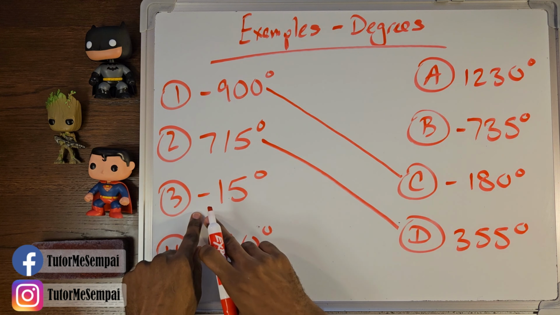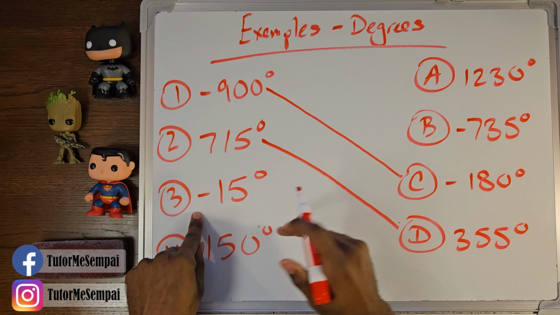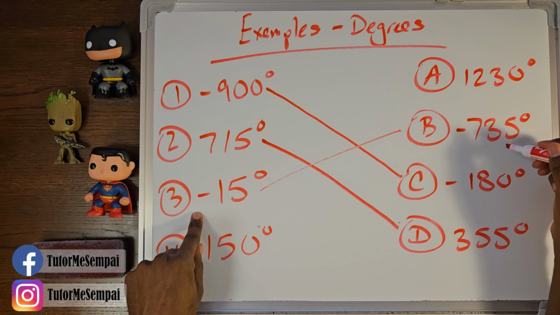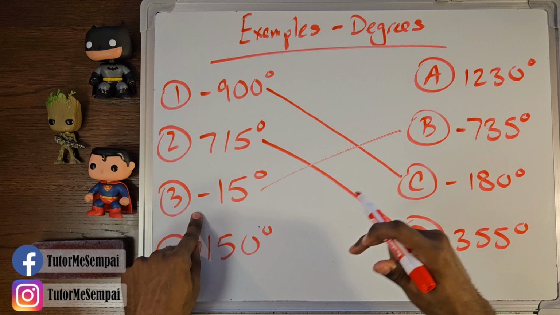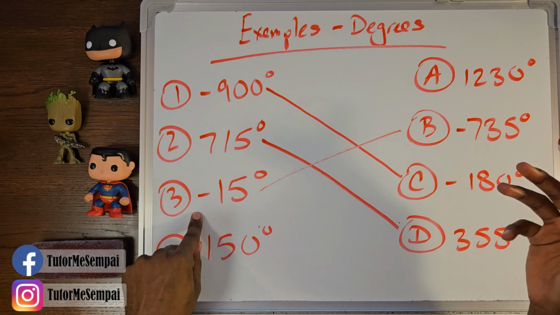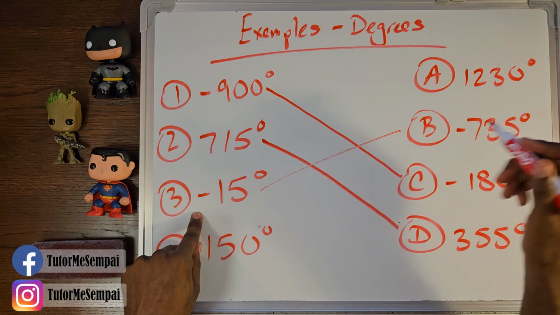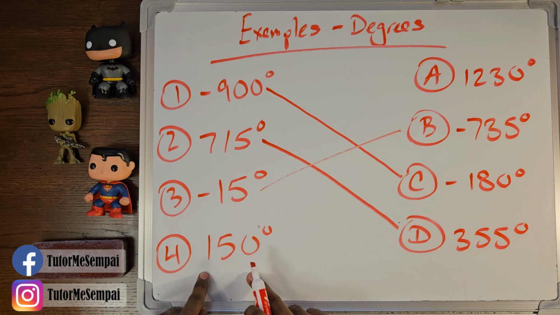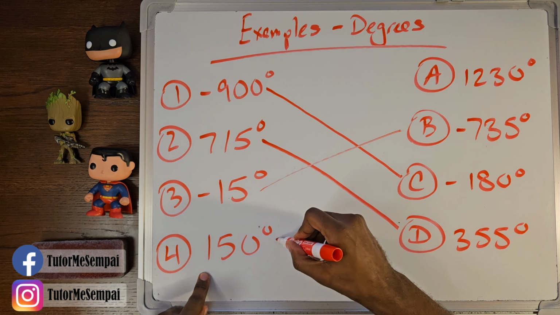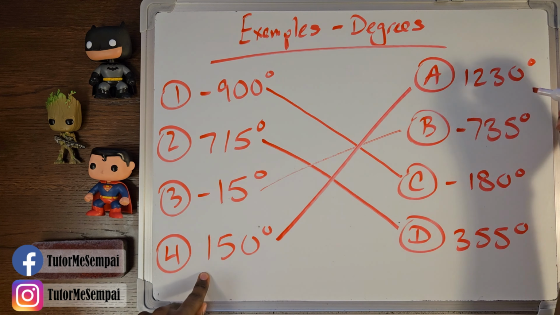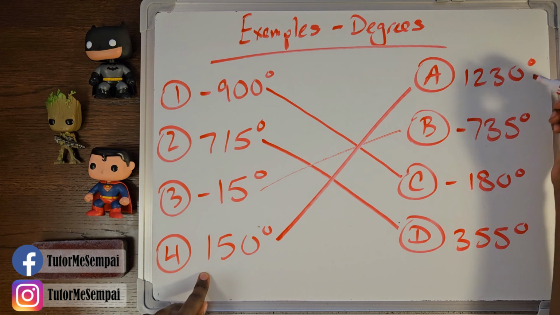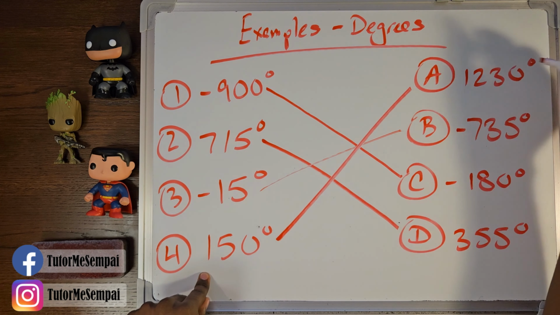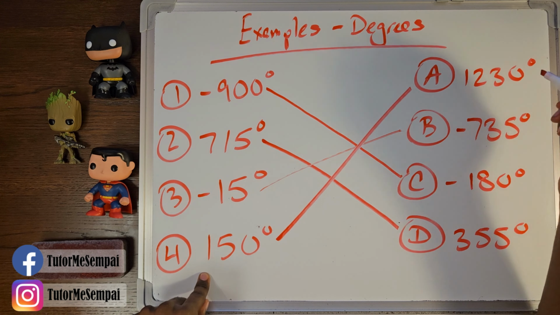Now, 3, negative 15 degrees. Well, that's going to be B, negative 735 degrees. If we went even more negative, subtracting a lot more multiples of 360 degrees, we would end up at negative 735 degrees. Now that means that 150 degrees would have to be A, 1230 degrees. We're going to be adding a bunch of positive 360s to get up here.